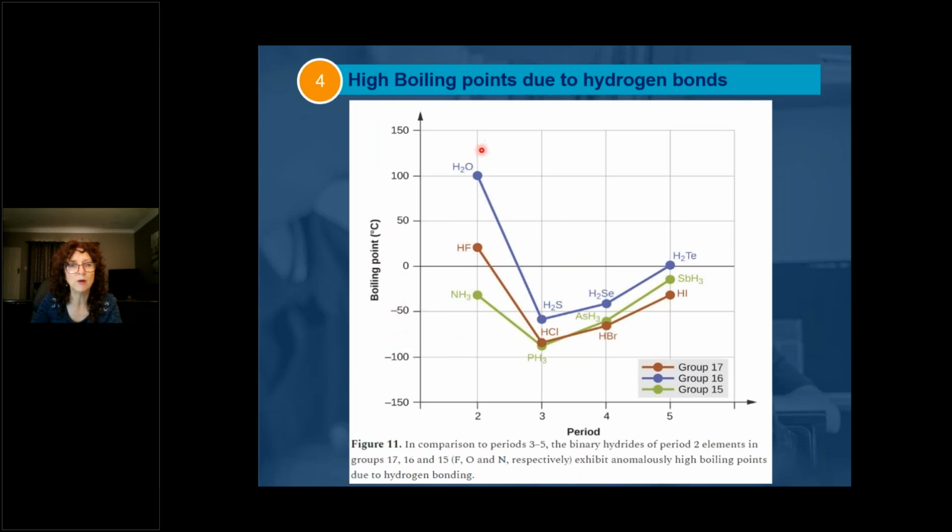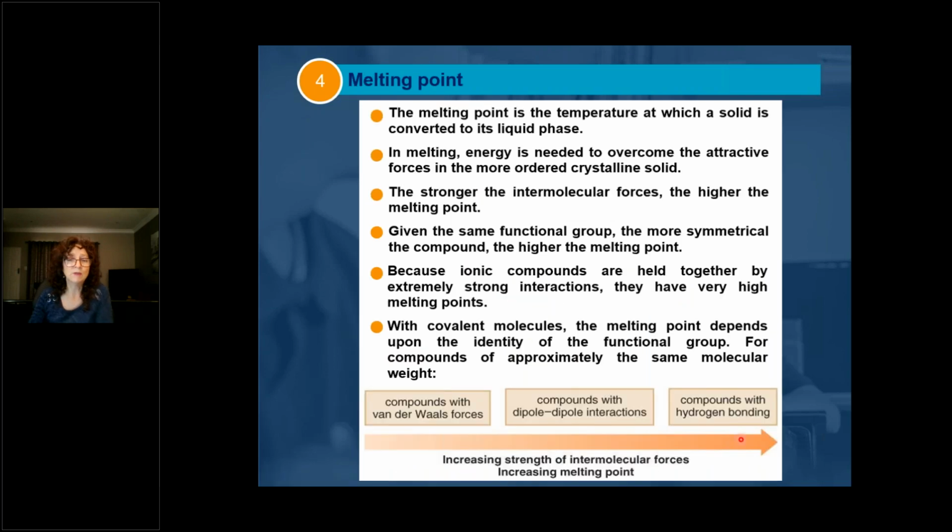If it's a solid, like ice, and it turns into a vapor, the boiling point, and if it's a solid and it turns into a liquid, the melting point, will be the highest because of the hydrogen bonds between the water molecules.